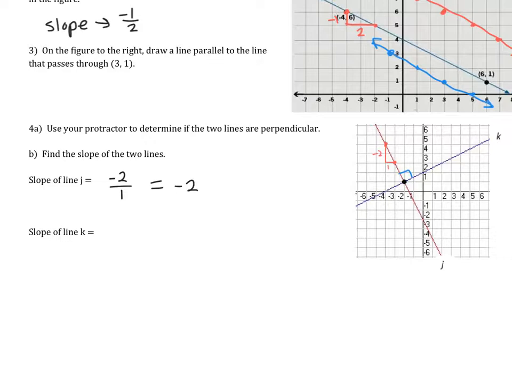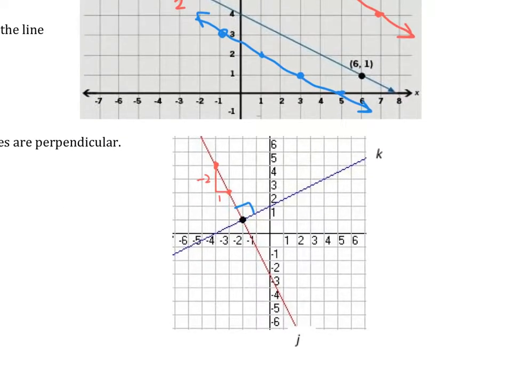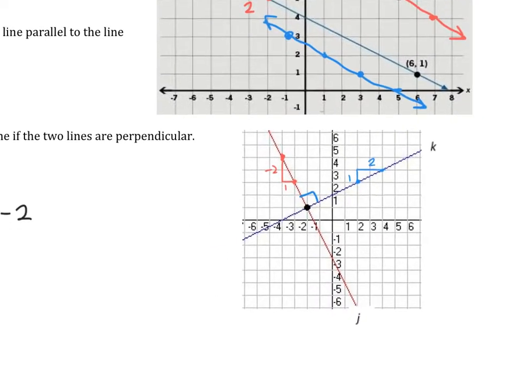And now let's find the slope of line K. So again, find 2 points that you know. So I'll go from here to here. So I have to go up 1, right 2. So my slope is 1 over 2.